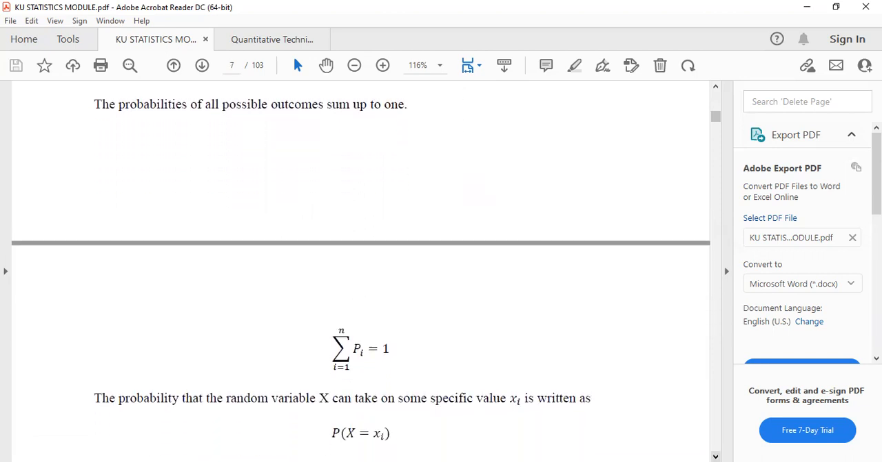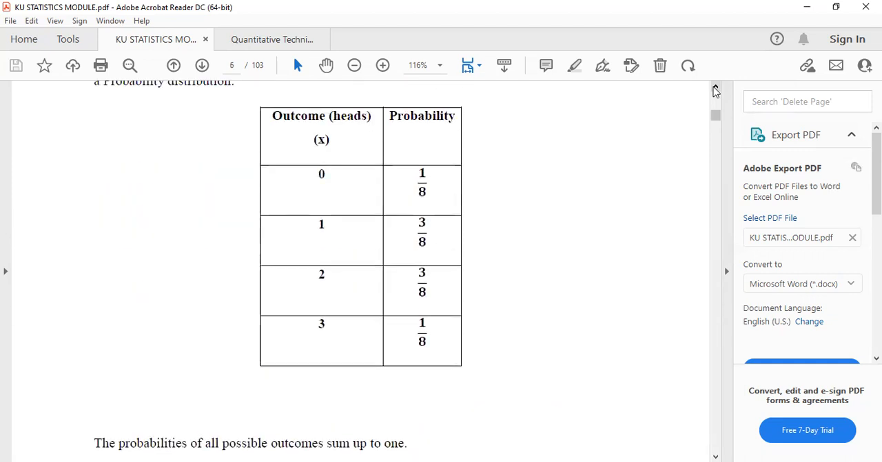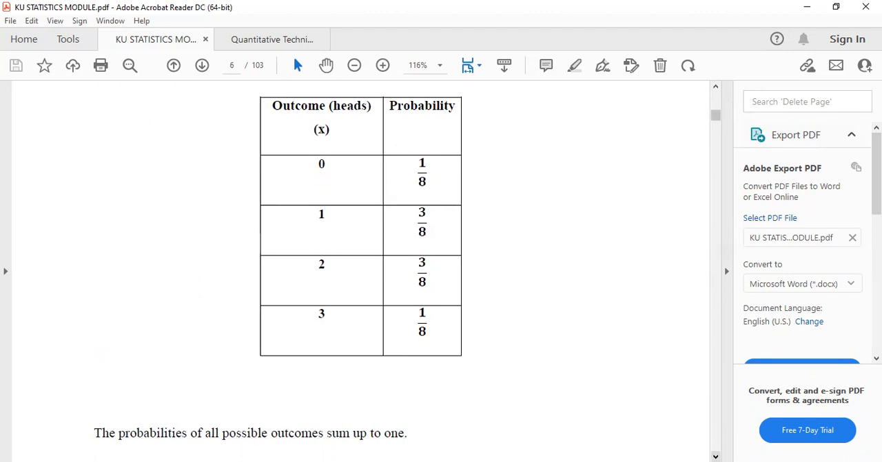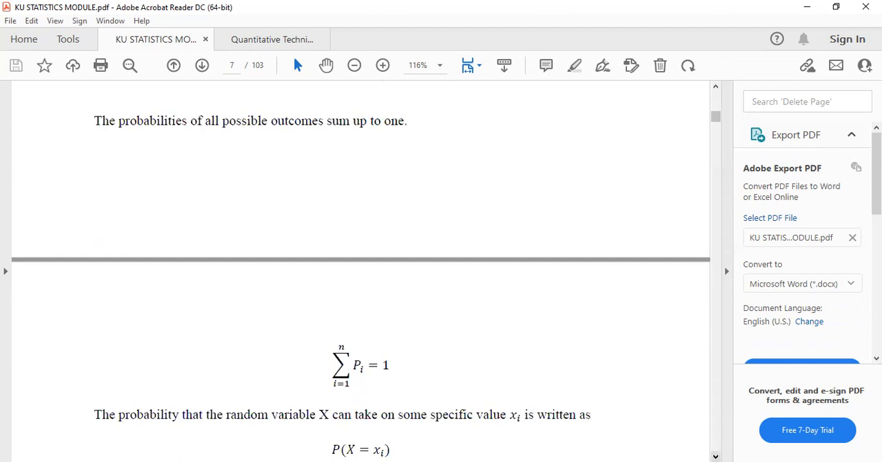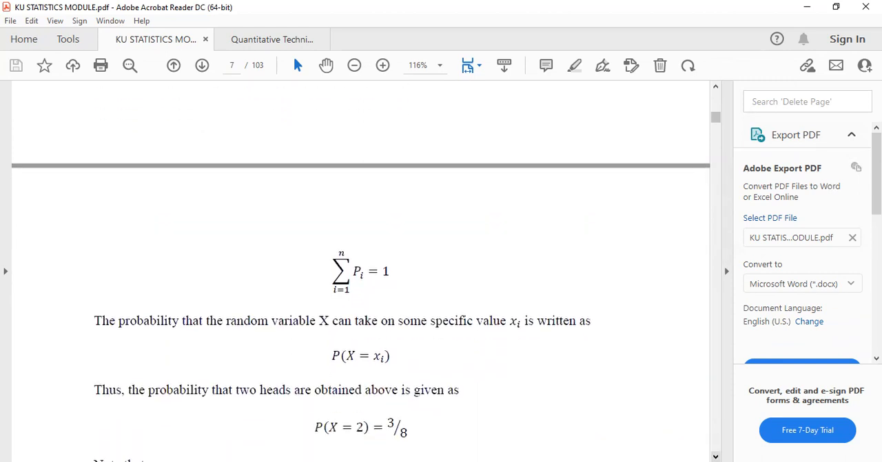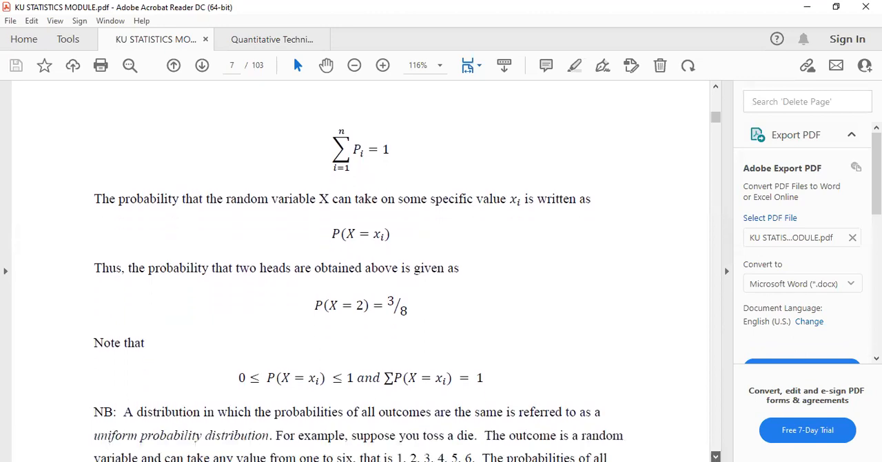So the probability that a random variable x can take one specific value is written as this. So this is the probability. For example, the probability that we are going to get 2 heads is written this way. And that probability of getting 2 heads, if I go back to our table, is 3/8. So I'll say P of x equals 2 is 3/8. So the expected outcome is what we are calling the probability. Now, a distribution in which probability of all outcomes are the same.